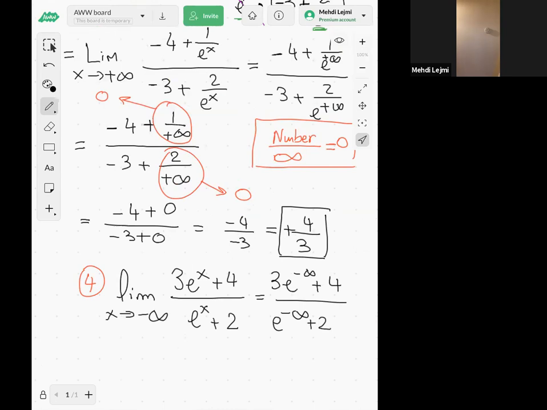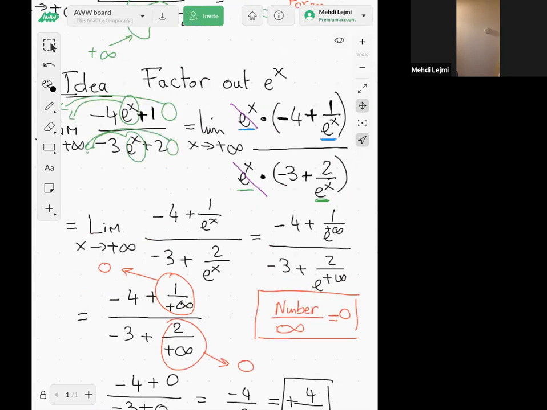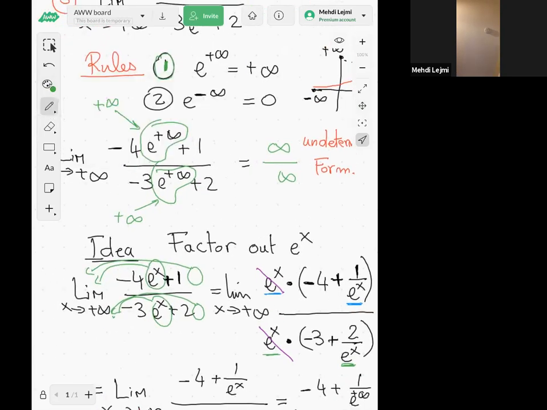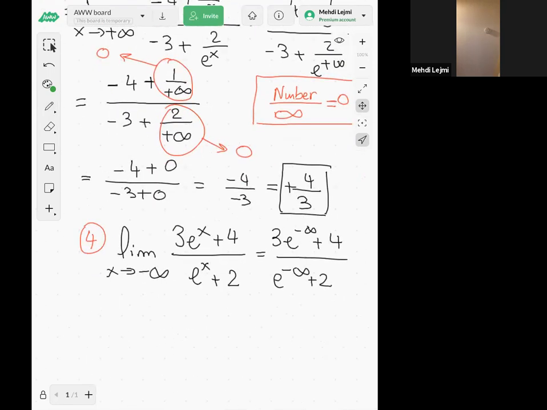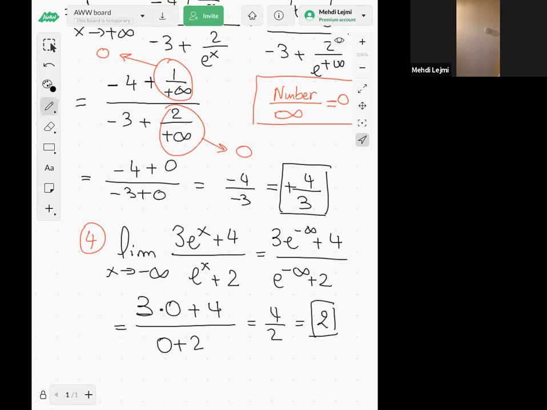Now, e to the negative infinity, by rule number 2, is 0. So this would be equal to 3 times 0 plus 4 over 0 plus 2. So it's just 4 over 2, which is of course 2. So the answer is 2. Here, if we had a polynomial going to negative infinity, we would apply the rule where you take the first coefficient on top over the first coefficient on the bottom. But here, because x is going to negative infinity, the exponential would be zero, not infinity. That's different from polynomials.